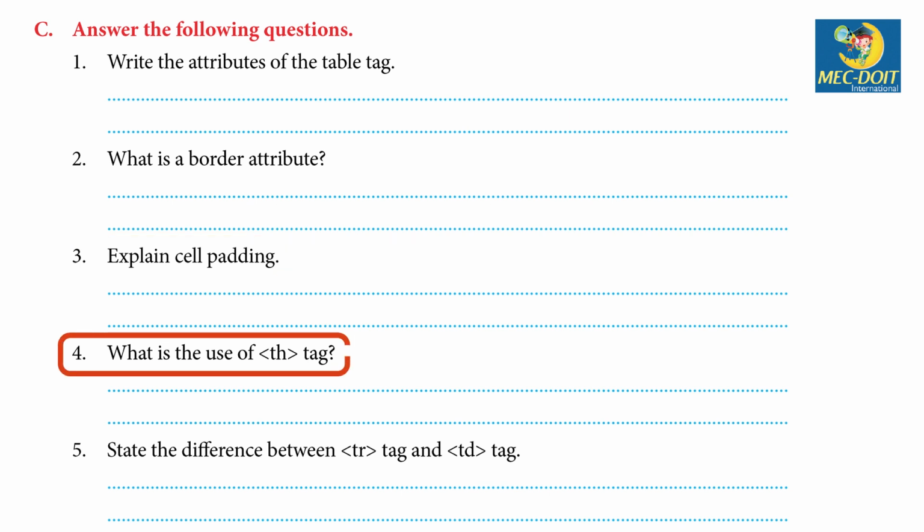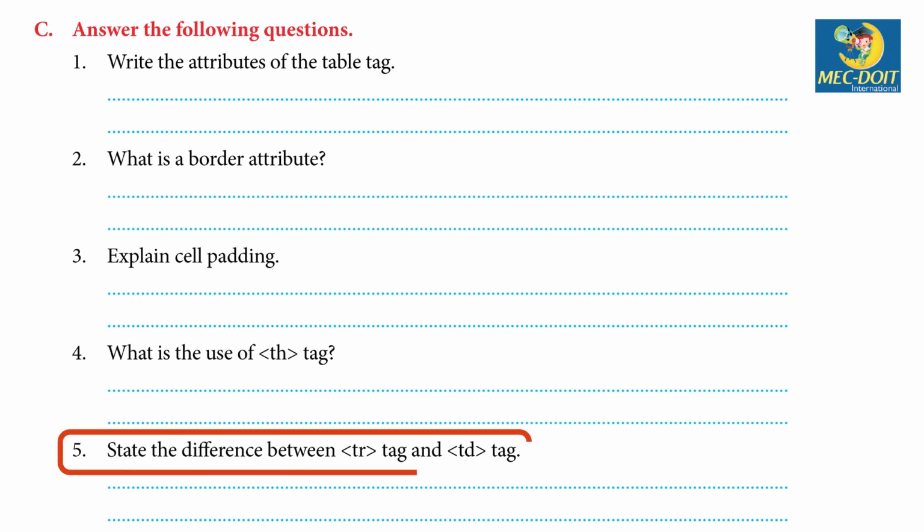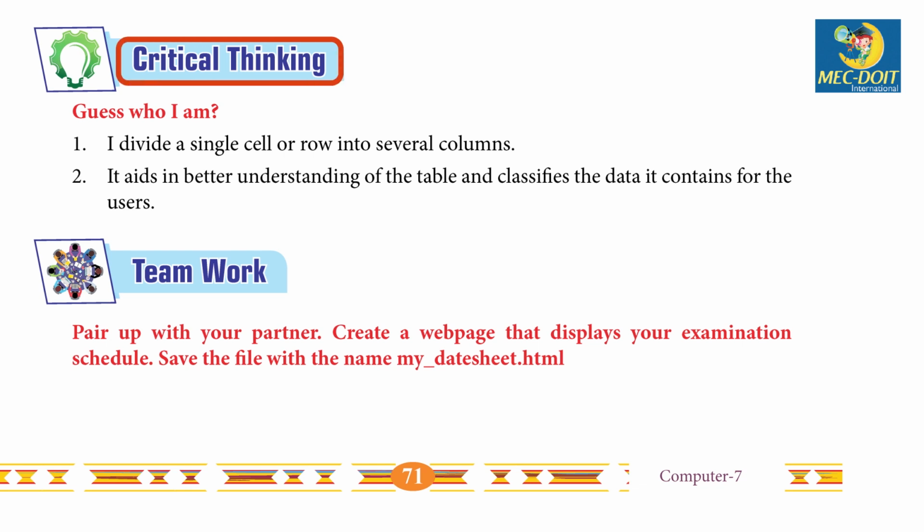4. What is the use of TH tag? Answer: the function of TH tag is to define a cell header for an HTML table. The cell header is boldly displayed and typically centered. 5. State the difference between TR tag and TD tag. Answer: both TR tag and TD tag are different from each other. The TR tag in HTML can be used to construct a table's row, while table cells are created using the TD tag.